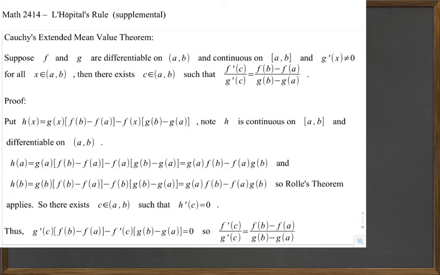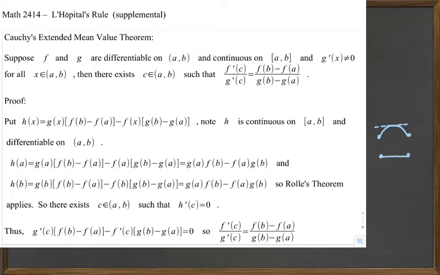And so Rolle's theorem applies. What Rolle's theorem says is if we have a function that's continuous on a closed interval, differentiable on the open interval, and the endpoints' outputs are the same, then you have to have a horizontal tangent somewhere. Whether your function is constant or flat, you're going to have a horizontal tangent somewhere. So Rolle's theorem applies, so there exists a c in the open interval (a, b) such that h prime of c is equal to 0. That's our horizontal tangent.